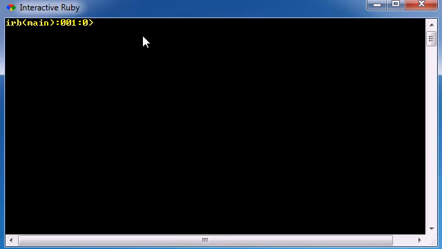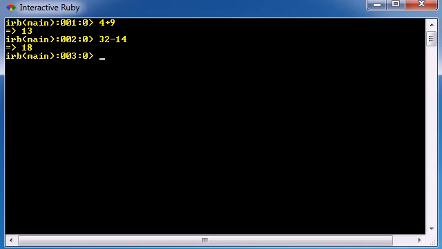So you already remember from the first tutorial that Ruby can do some simple math calculations like adding numbers. So if we give something like 4 plus 9 and hit enter, it's going to give us the answer of 13. It can also subtract, like 32 minus 14, let me go ahead and type that properly. It gives us the answer of 18.